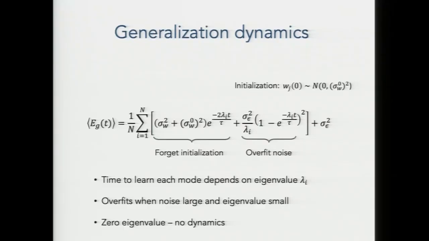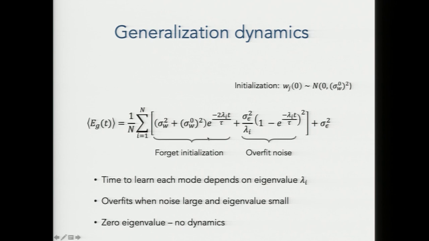And if you solve that equation, this is the picture that emerges. This is the generalization error over time. It's the sum over all of those different eigenvalues, but each of those terms evolves independently. What's inside the sum has an interesting structure. It basically has two terms. On the left, we have a term which says, forget your initialization. You can see it's exponential decay, decreasing to zero over time. It says, forget your initialization and move towards the correct parameters.